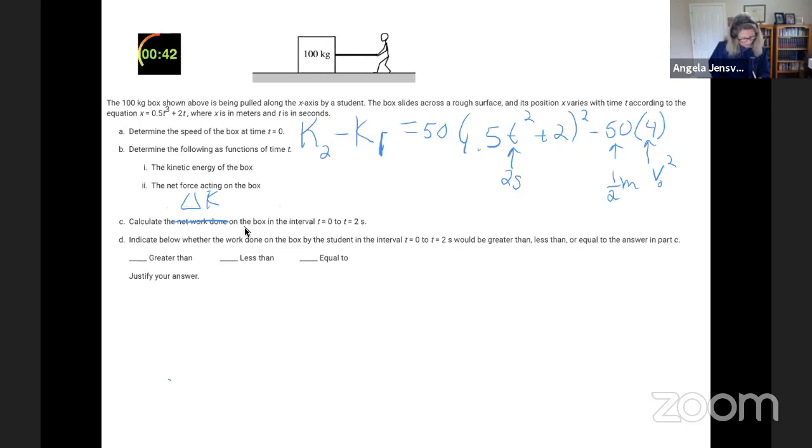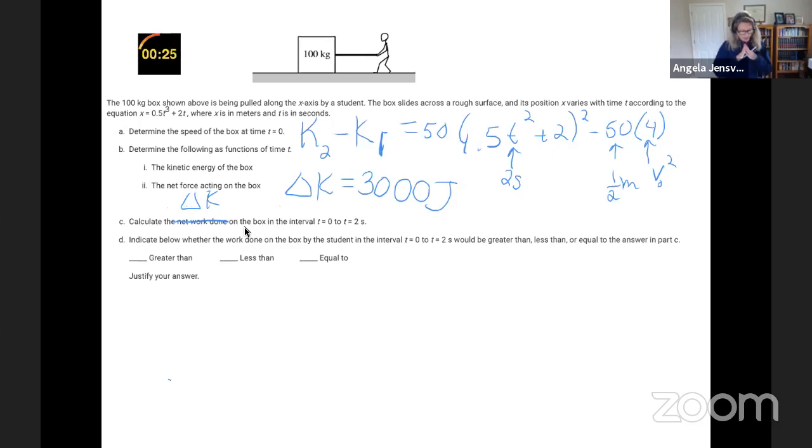You end up with change in kinetic energy is 3,000 joules. That's what I got earlier. Okay, so that's how much the kinetic energy changed, and it's positive, so that means it increased. Okay, now here's a really good question.